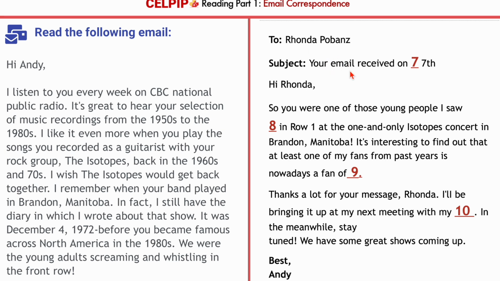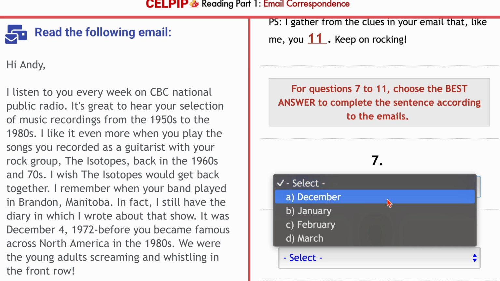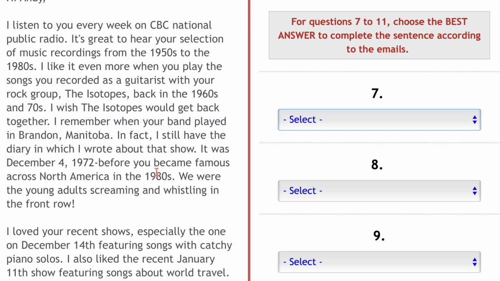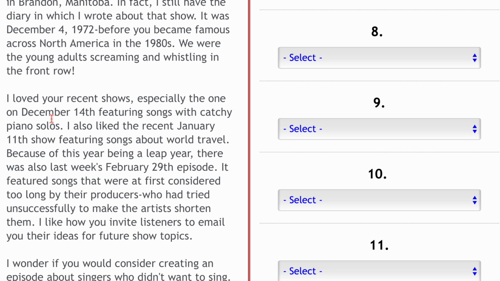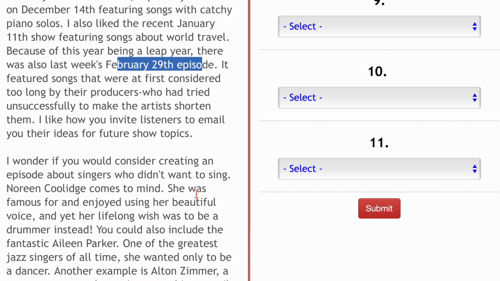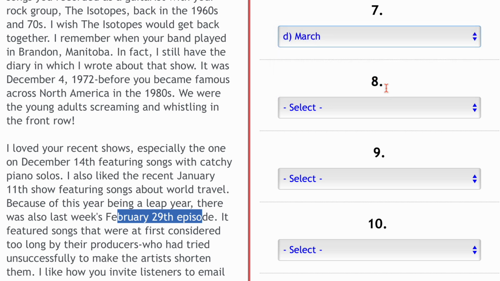To Rhonda, your email received on, when was that email received? December, January, February, March. 1972. I saw the episode December 14th, then January 11th. There was also last week's February 29th episode. That was the last one that she talked about, so it has to be March. March is the one here.